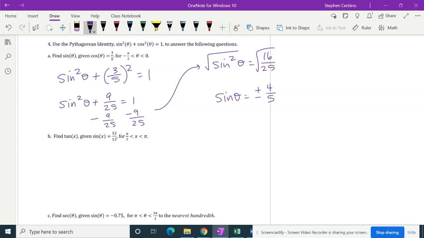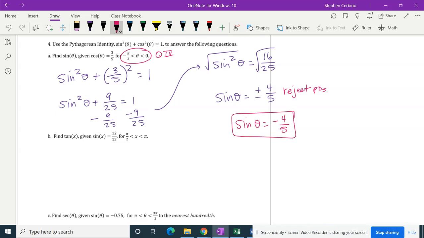Now we're getting two answers, but only one makes sense depending on the quadrant that we're in. This is a quadrant 4 angle. If I'm between negative 90 and positive 0, we're in quadrant 4. What do we know about sine in quadrant 4? It's negative. So we reject positive, and the only answer we care about here is negative 4 over 5.